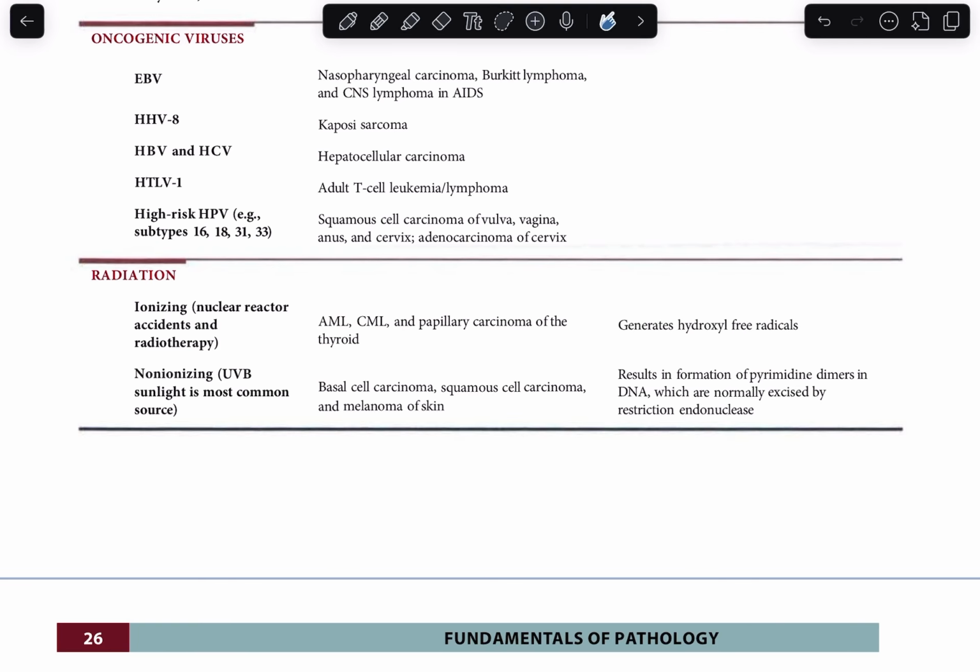Ionizing radiation, so nuclear reactor accidents and radiotherapy, is associated with AML, CML, and papillary carcinoma of the thyroid. It generates hydroxyl free radicals. Non-ionizing radiation, so UVB sunlight, is the most common source, associated with basal cell carcinoma, squamous cell carcinoma, and melanoma of skin. It results in formation of pyrimidine dimers in DNA, which are normally excised by restriction endonuclease.